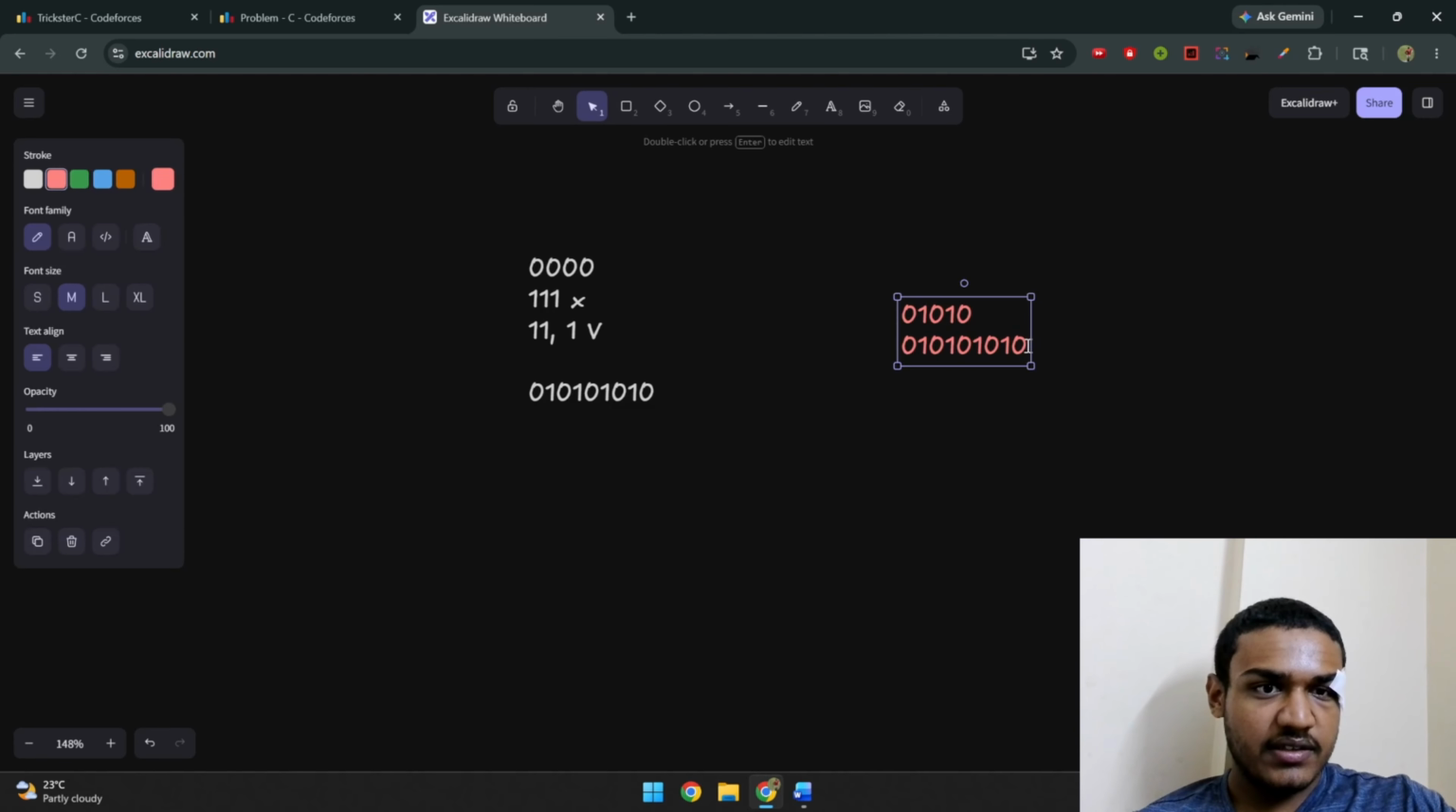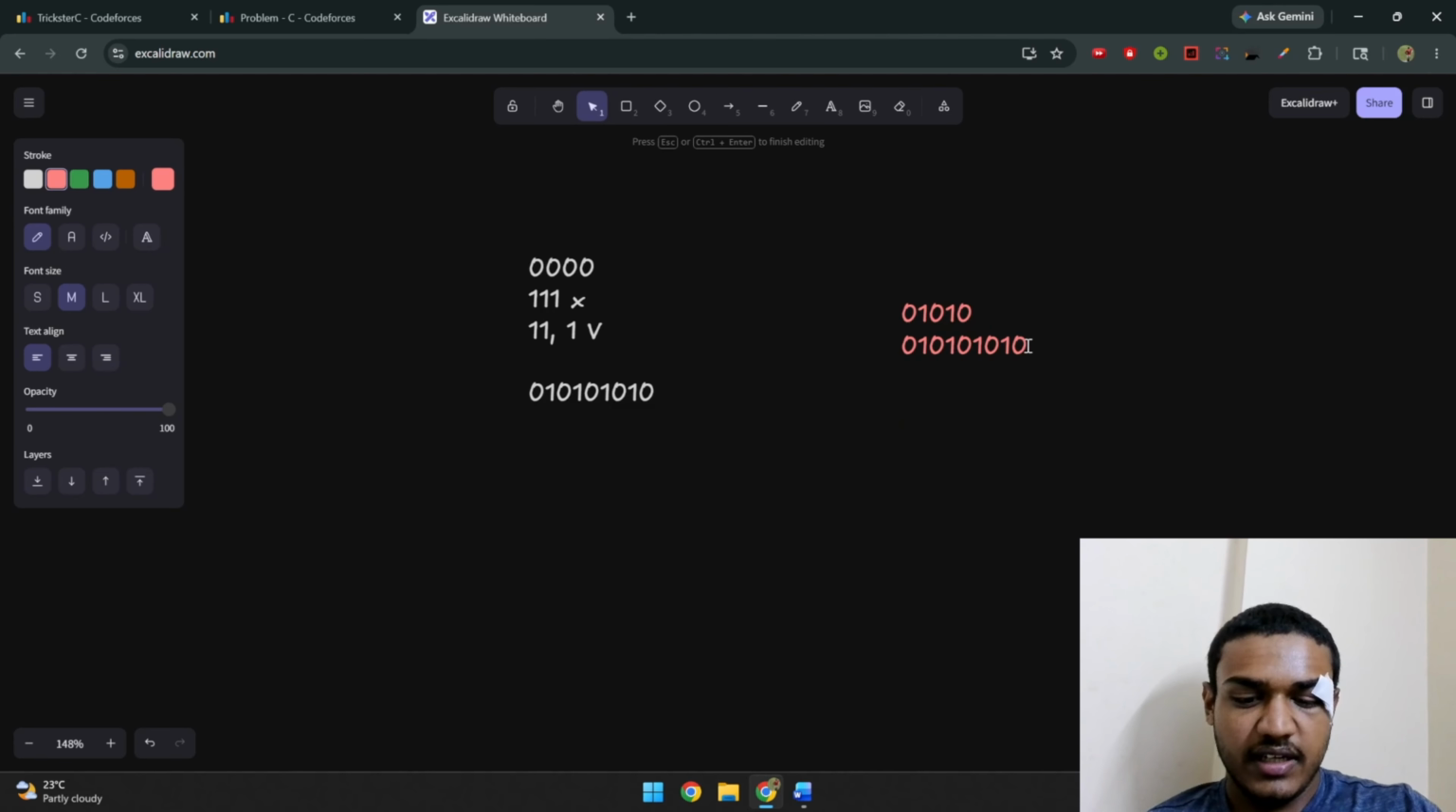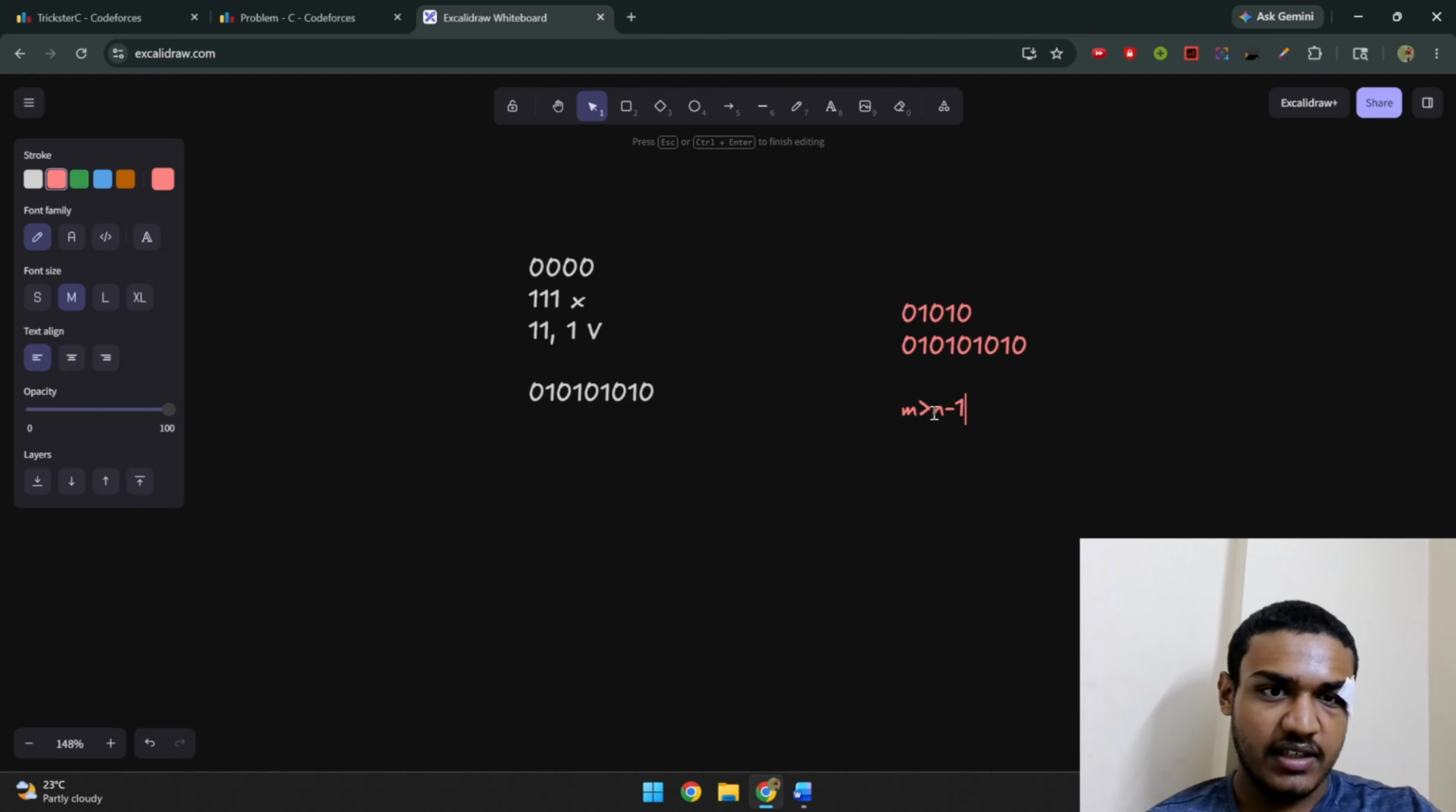So if we see the obvious pattern here, let's say m is the number of ones and n is the number of zeros. So we essentially need m to be greater than or equal to n minus 1. That is the valid thing that we should have to ensure that these zeros are not sticking. So this is the minimum criteria, right? M can be bigger than this.